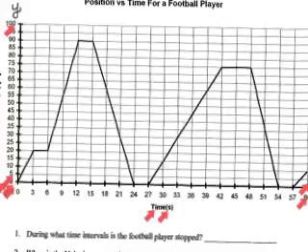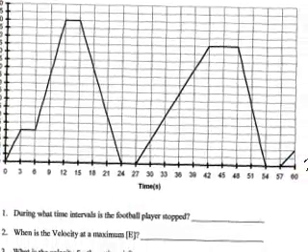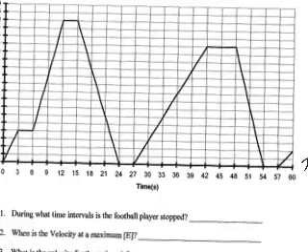So we are going to use this graph in order to determine the position of the football player. So as we go further this way, that means we're going further west. So just to give you a hint, if we're going up on the graph, we're going further west. If we're coming down on the graph, we're going to go further east. So we're going to take a look at the first part here. It says, during what time intervals is the football player stopped?